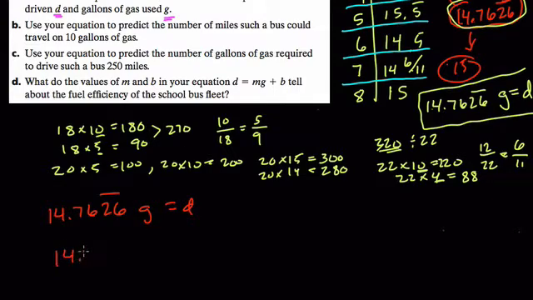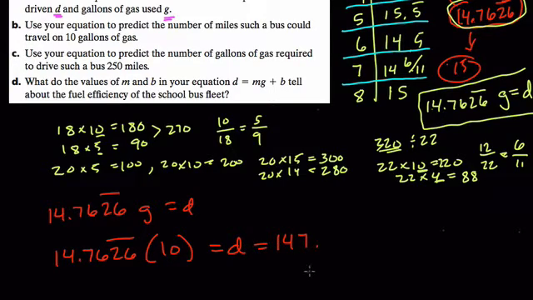So we have 14.7626 repeating times 10 gallons. How far will we go? Well, multiplying by 10 is easy. We just move our decimal once to the right. We can go 147.626 repeating, right? And that is our distance right there.